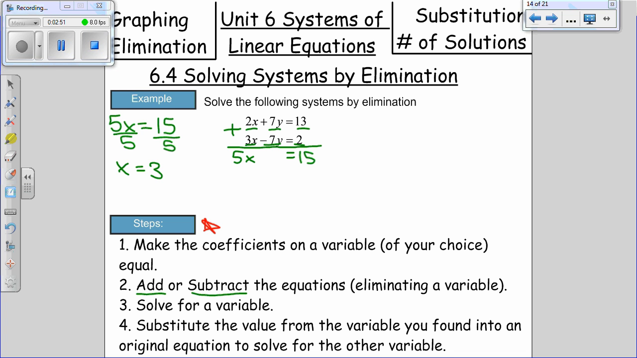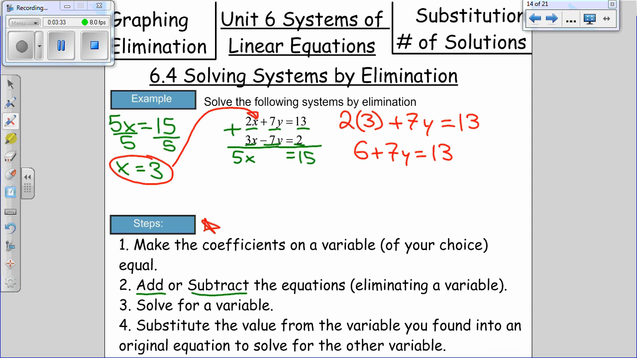Step 4 tells us we need to substitute the value for the variable you found. We need to substitute it into an original equation to solve for the other variable. So we need to substitute it into one of the equations. I'm going to substitute it into that one right there. So it's going to become 2 in brackets 3, because instead of x, we're going to write 3, plus 7y equals 13. 2 times 3, that's the same thing as saying 6.